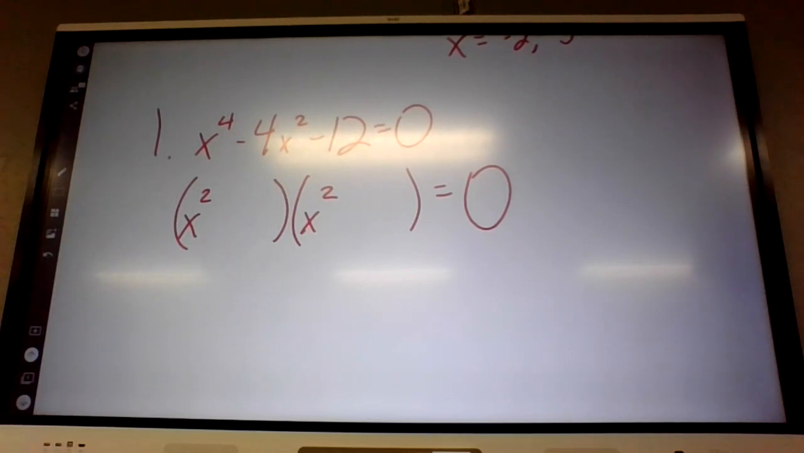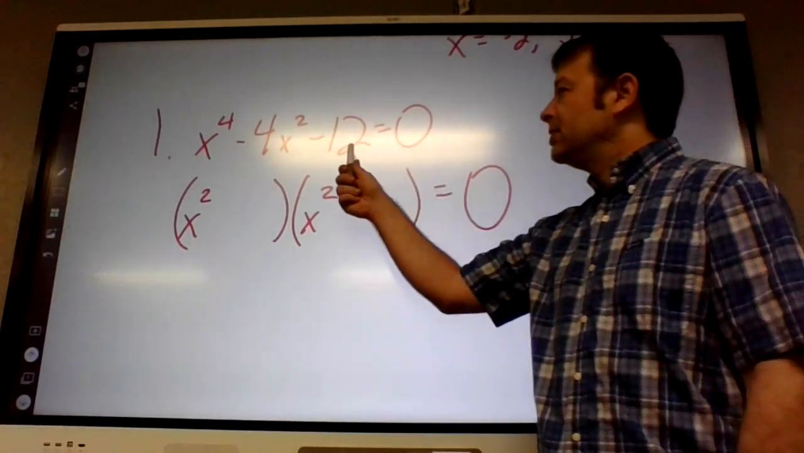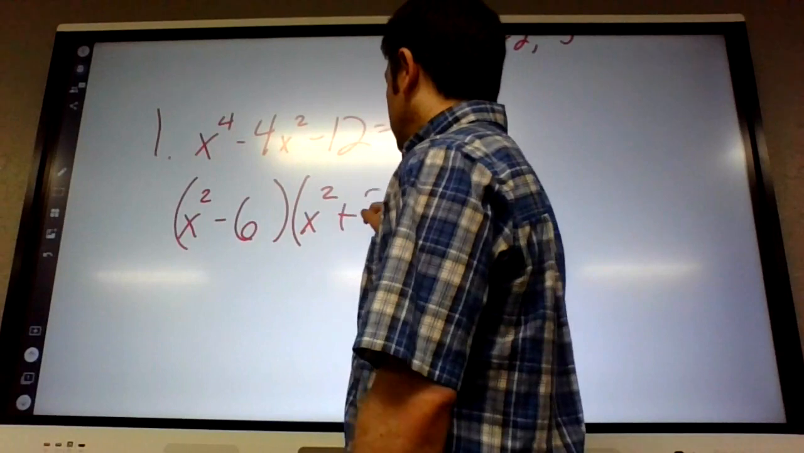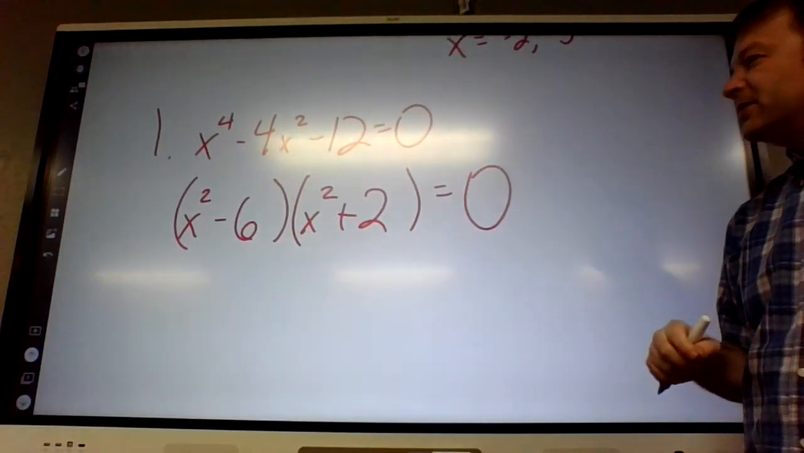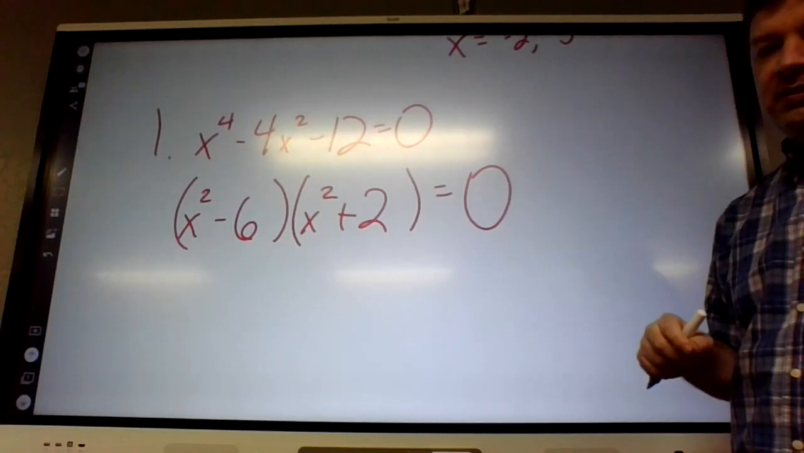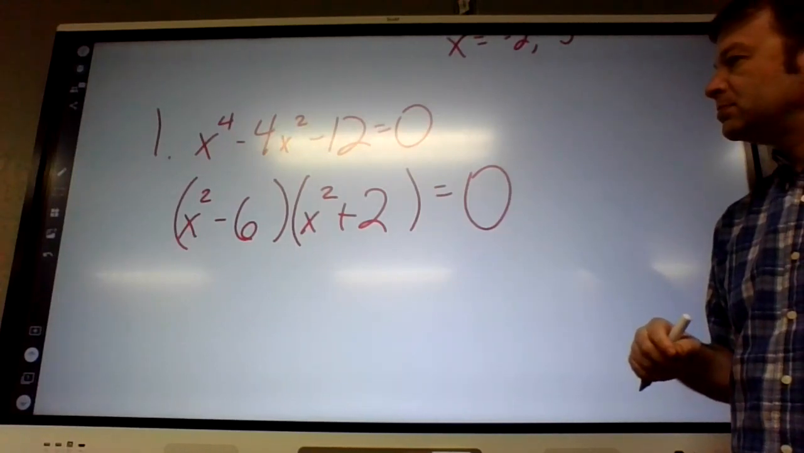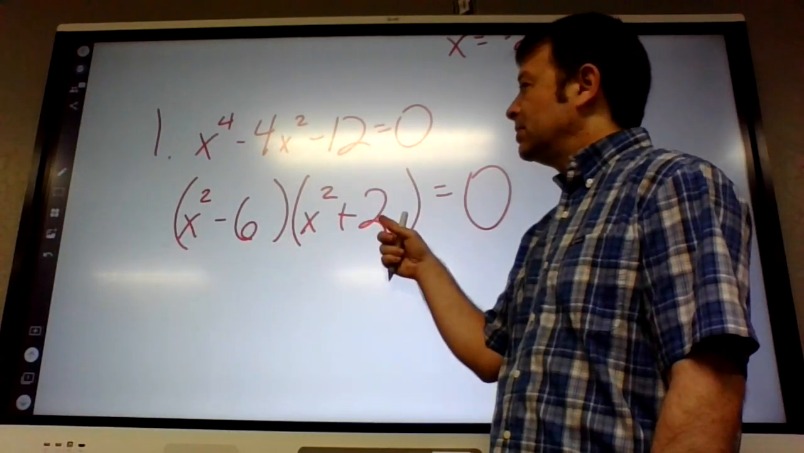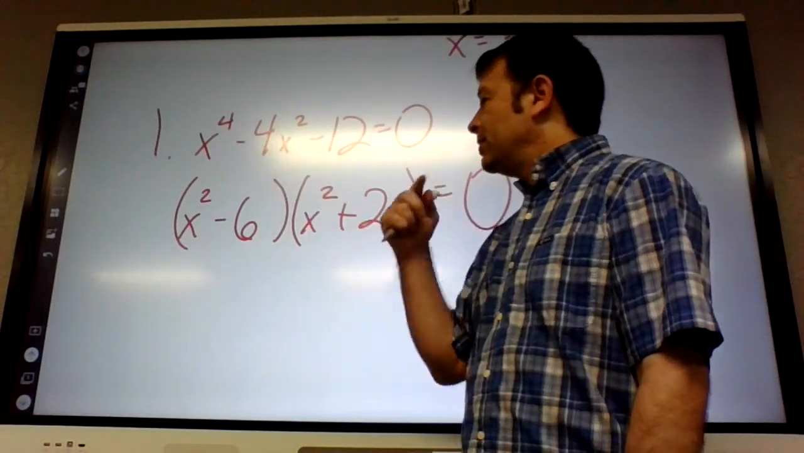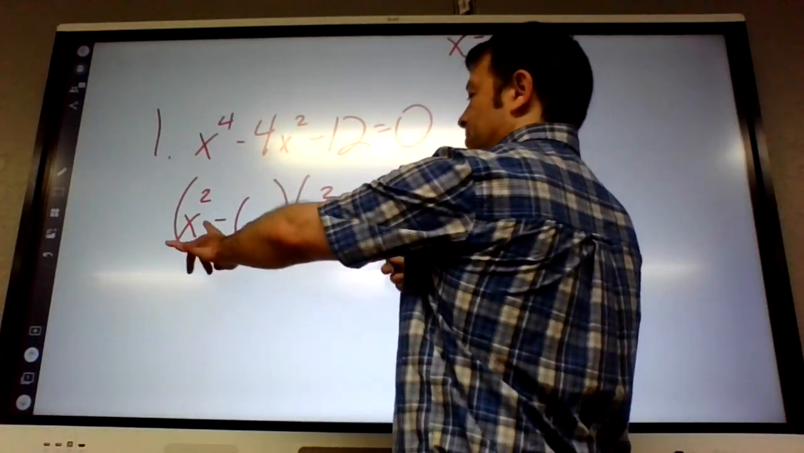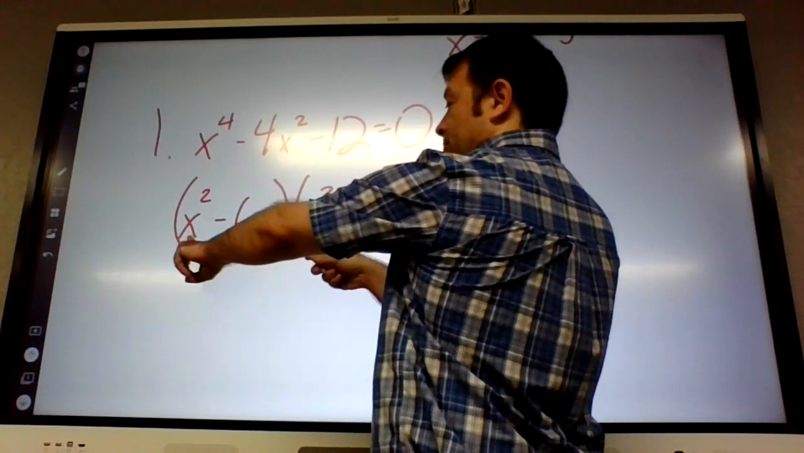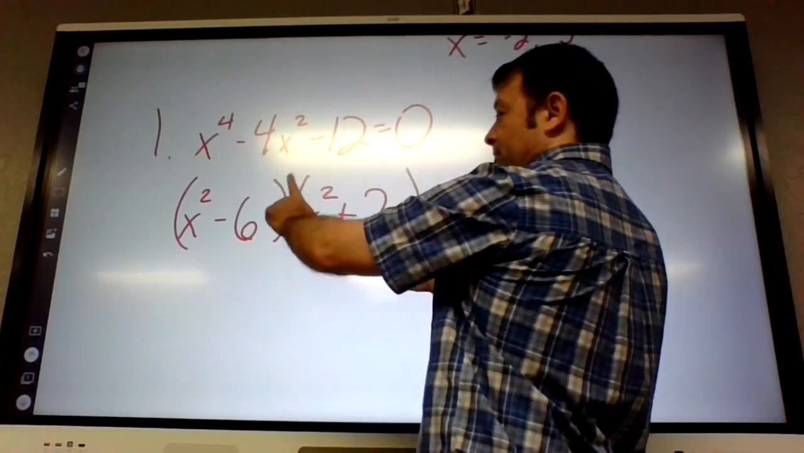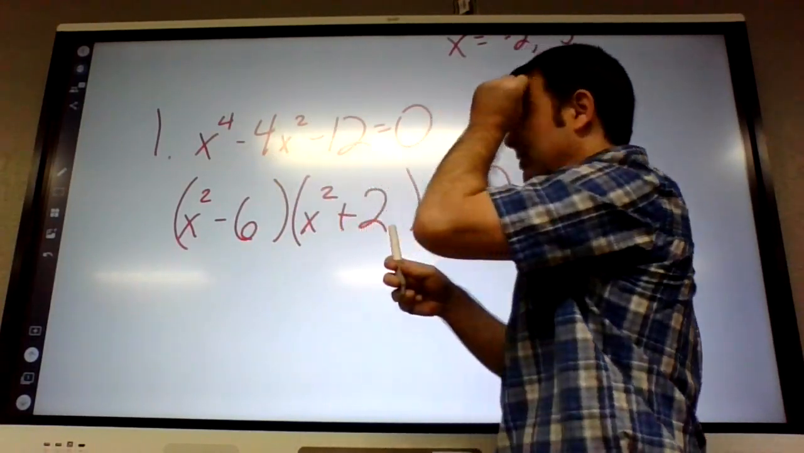What multiplies into -12 that adds up to -4? -6 and positive 2. Okay. You don't need to put an x. What goes into -12 is just -6 and 2, and it adds up to -4. No, you don't put an x there because if we FOIL this, the first would be x to the 4th, the outside and inside would be x squareds, and then the last would just be -12. It just FOILs to that.